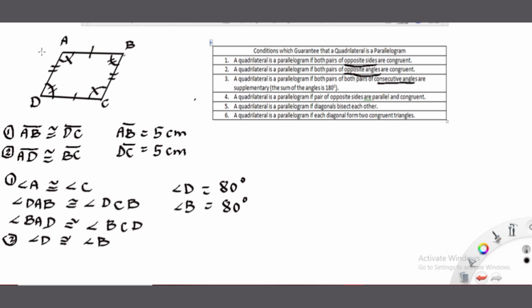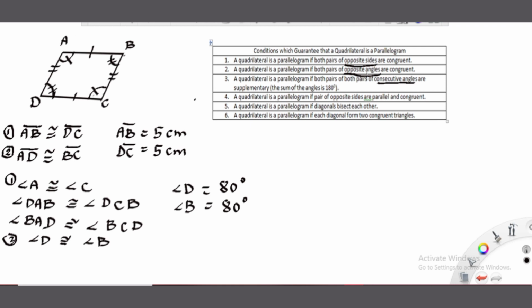Alright? So when we talk about angle A, consecutive to angle A is angle D. Okay, magkatabi sila. They share the same side, which is AD. Okay? So magkatabi sila, magkasunod sila. And aside from angle D, consecutive din sila ng angle B. Si angle B, aside from angle A, consecutive din sila ng angle C. Si angle C, aside from angle B, consecutive din sila ng angle D.